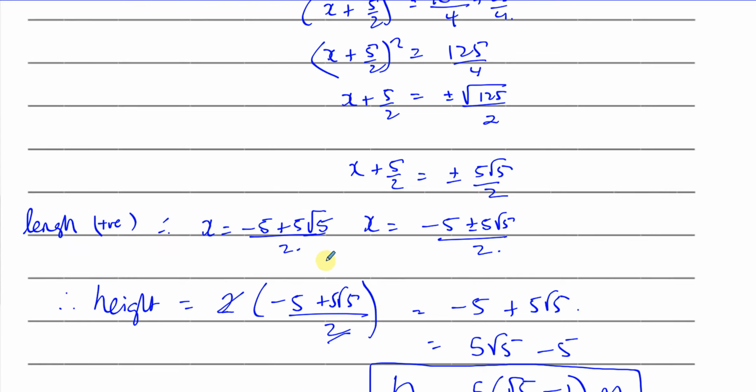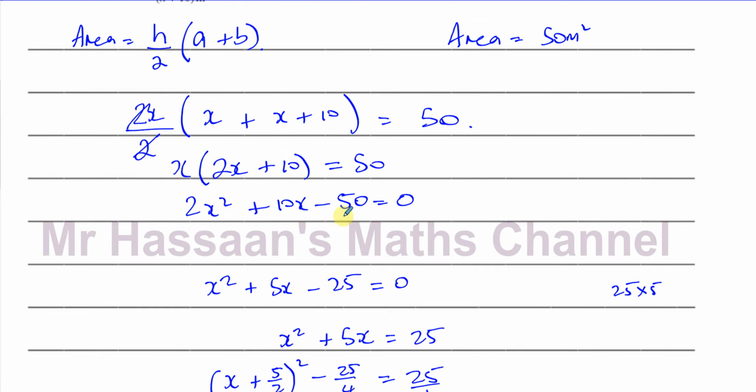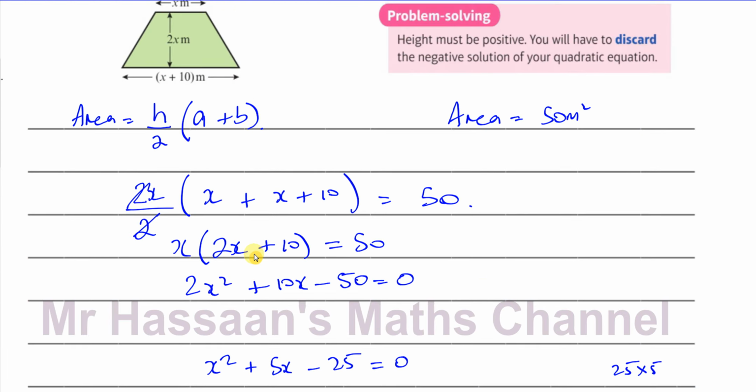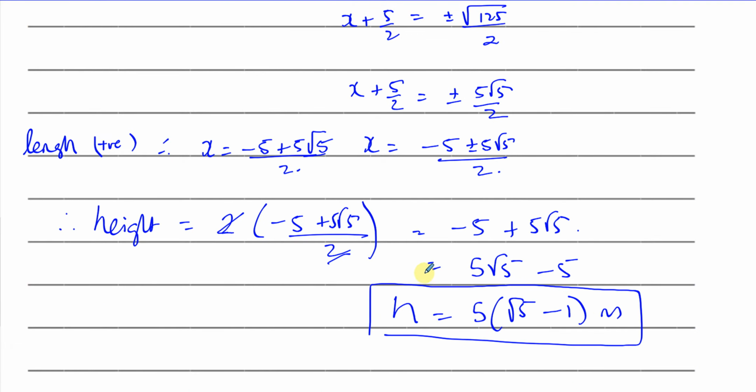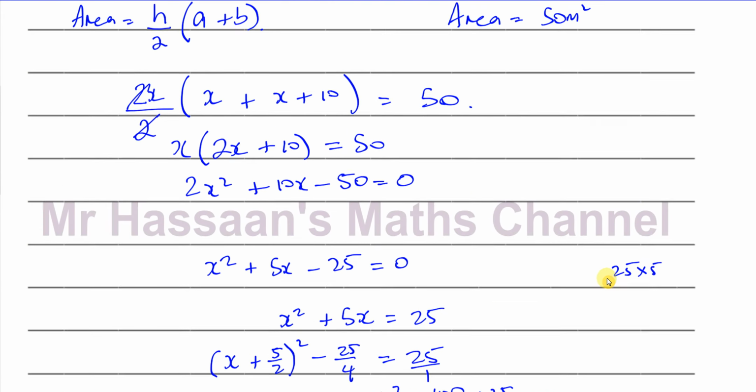So there's the answer. Now remember, reject, as they gave us a clue here, we only want the positive solution, not the negative solution, because in this context, the negative solution doesn't make sense. You can't have a negative length. So the height of this trapezium is 5 times bracket root 5 minus 1, as they asked for. So that's how you deal with this question.